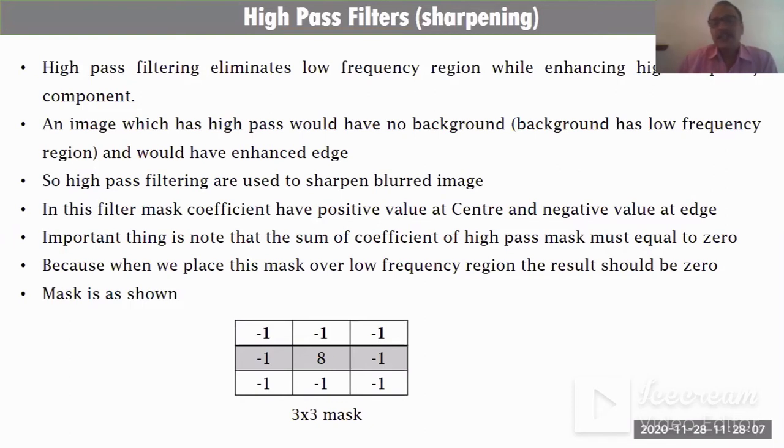Now the next type of filtering technique is high pass. In low pass filtering, low frequency is maintained whereas high frequency is removed, and that is a smoothing technique. Now the next part is the sharpening technique. In the sharpening technique, low frequency is reduced and high frequency is maintained. So that is sharpening. Our object will be sharp.